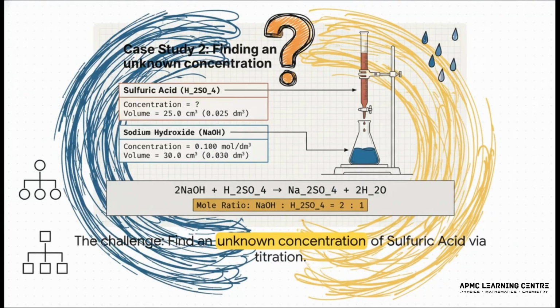So here's the setup for this one. We've got some sodium hydroxide, and we know its concentration and volume. We're going to use that known stuff to figure out the unknown concentration of some sulfuric acid. Yep, you guessed it, it's a classic titration problem.